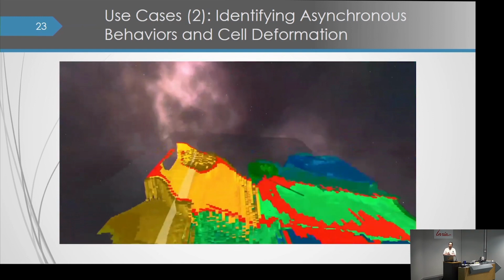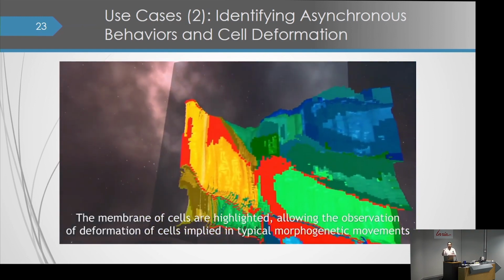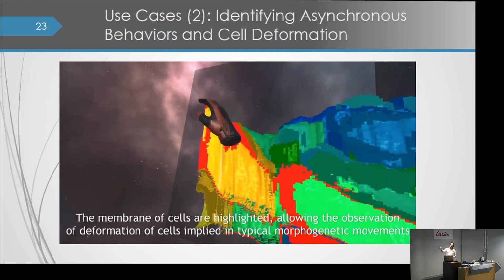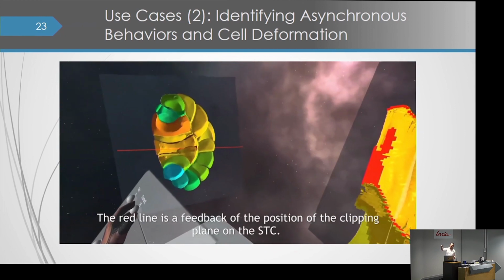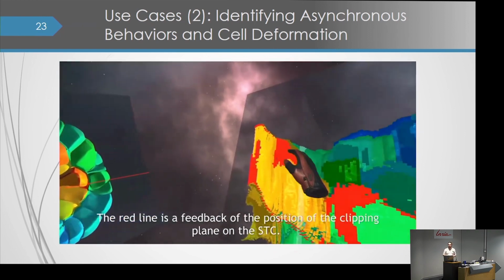And if needed, they can also take another cutaway view to see the exact deformation and the particular behaviors that these cells could have. And as we can see here, there is a strong deformation that can also be visible on the 3D model as well.